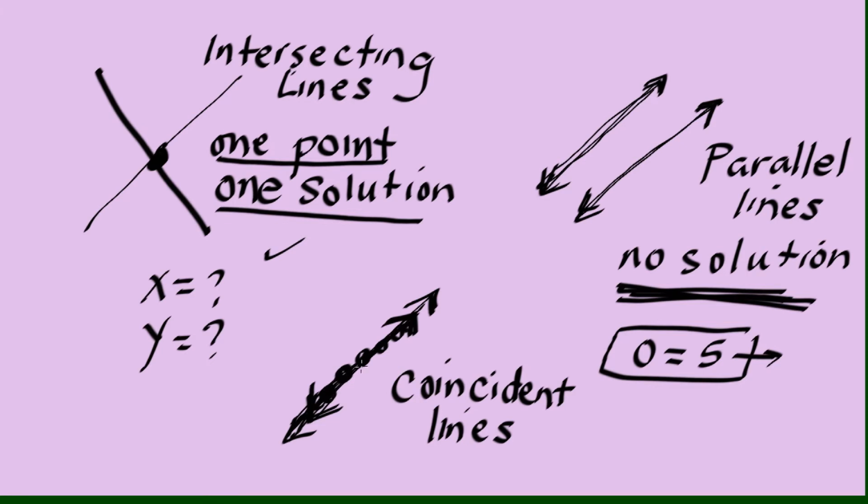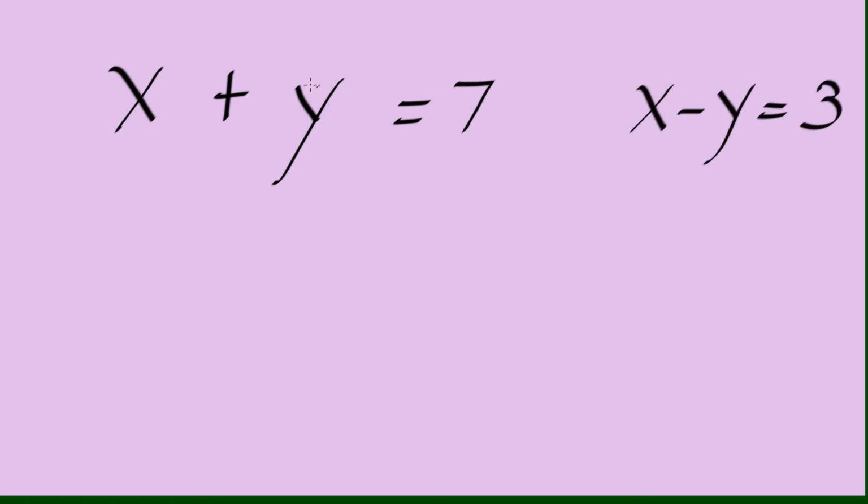Since we have infinitely many points in common, therefore we have infinitely many solutions for coincident lines, right? So let's look at our first system of equations. The first one that I gave you is x plus y is equal to 7, and x minus y is equal to 3. And the solution that we were able to find is (5, 2), okay? 5 plus 2 is 7, 5 minus 2 is 3.